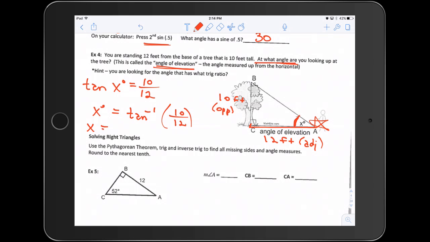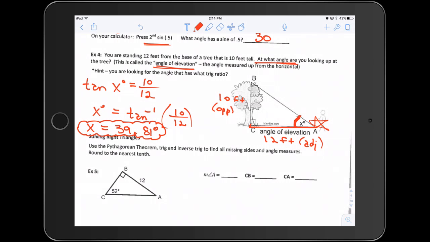X equals 39 point, what did they say to round it to? They didn't say it. So if they don't say it, that's when I round to the nearest hundredth. Advanced algebra is to the nearest hundredth, 2 decimal places. Pre-calculus is thousandths, 3 decimal places. So you'll see there's a difference in those classes. And in this case, we're going to round to the nearest hundredth unless they say otherwise. Okay, 39.81 degrees is the angle of elevation.